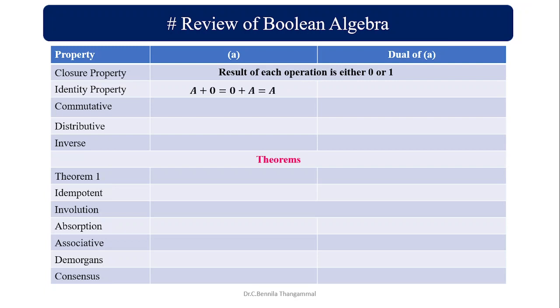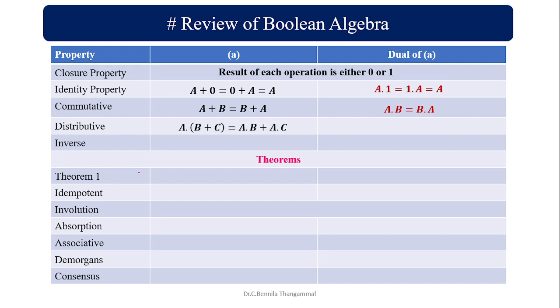So next is identity property. 0 is the identity element of the addition. So a plus 0 equal to 0 plus a equal to a. And then for multiplication, 1 is the identity element. So a into 1 equal to 1 into a equal to a. Next is the commutative property. a plus b equal to b plus a, and a into b equal to b into a.